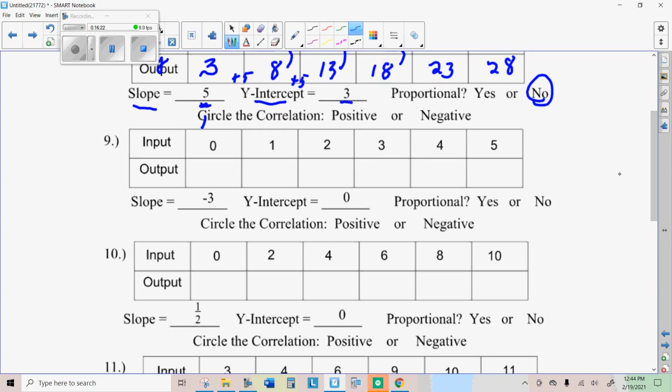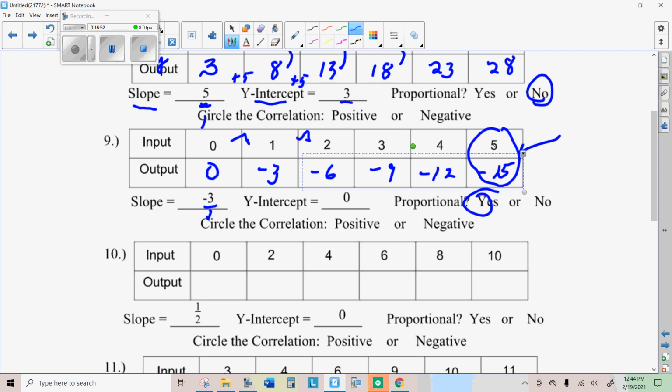So in this one, the y-intercept is 0, so we're going to start at 0. The slope is negative 3, which means when x goes up by 1, which it does, y needs to go down by 3. So 0 minus 3 is negative 3. Minus 3 is negative 6, and so on. And yes, that's proportional. If you divide these numbers, you'll always get the same thing. Negative 15 divided by 5 is negative 3. So yeah. All right.